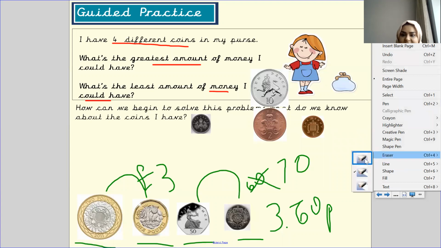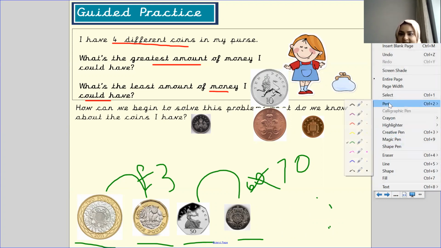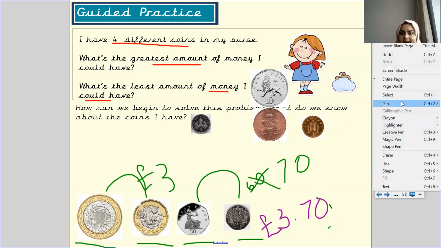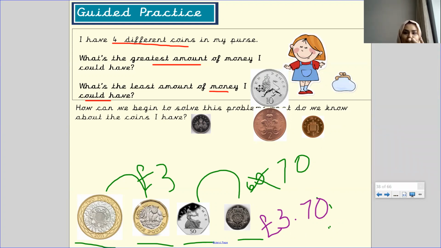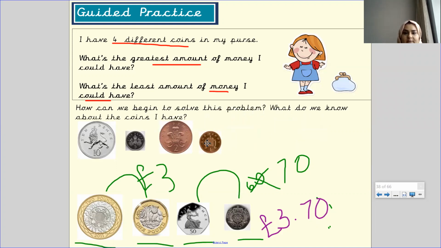So the largest amount I can have using four different coins is £3 70p. Okay, so £3 70. Now, the smallest amount that I can have using four different coins are the following. So I'm going to use the four smallest coins that exist. Okay, so it's a 10p, a 5p, a 2p, and a 1p.